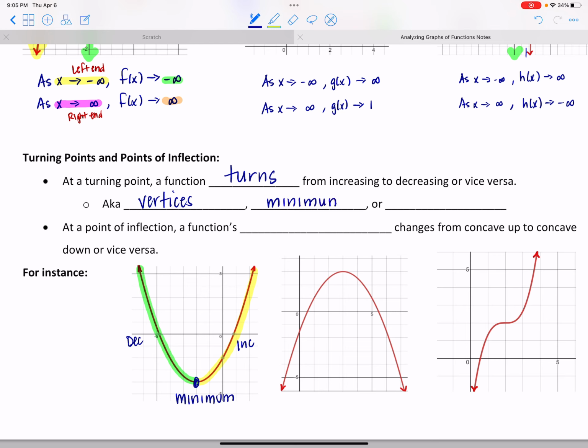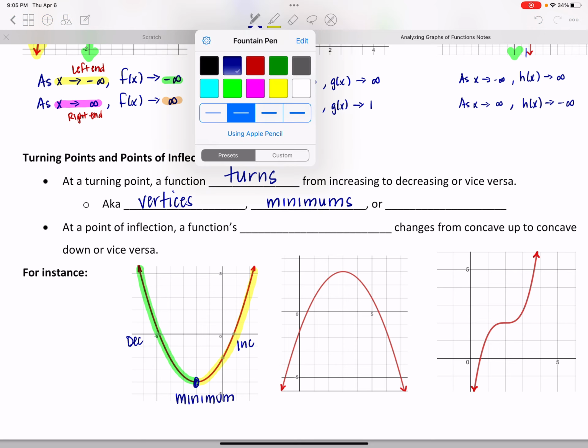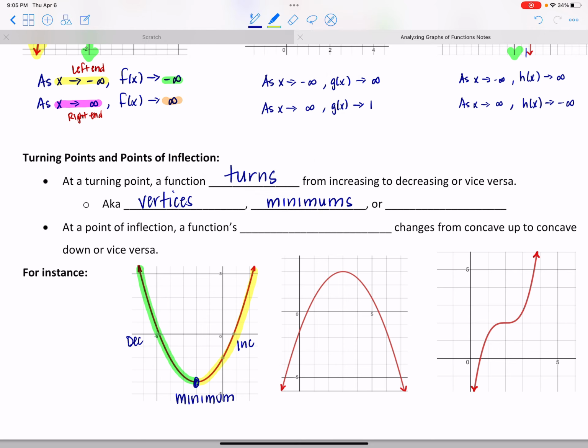Let's get a little ahead of myself with the concave up. Or if we look at the next picture, this one is changing from increasing till it gets there, then it turns at this point and turns to decreasing here. So again, when we change from increasing to decreasing or vice versa, we have a turning point. So this one is a minimum turning point.